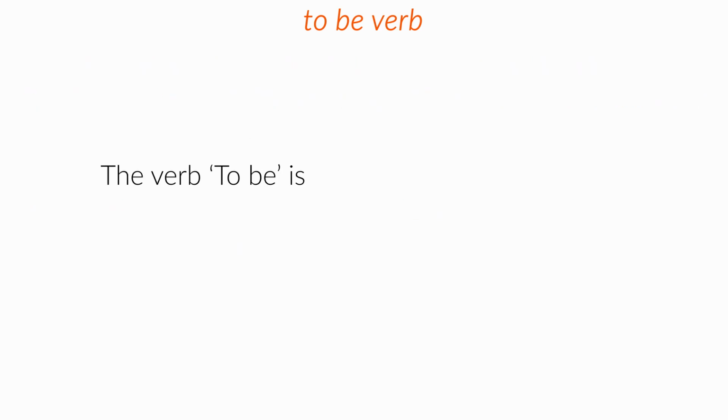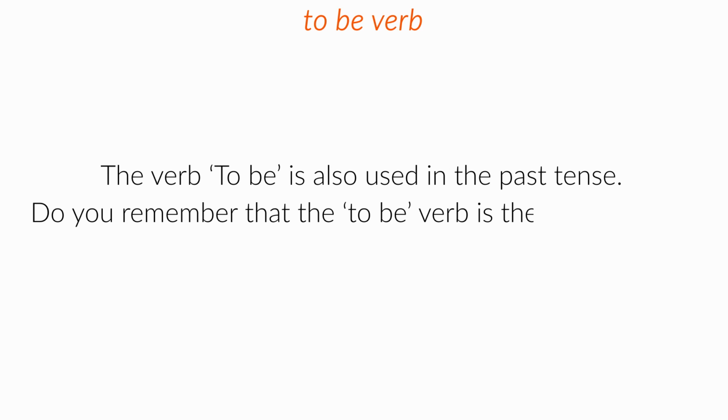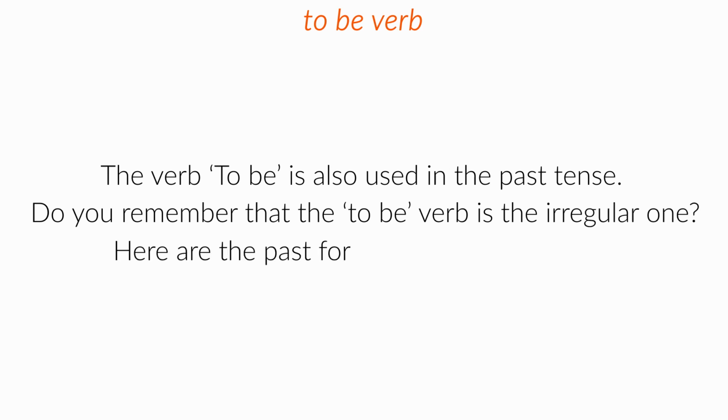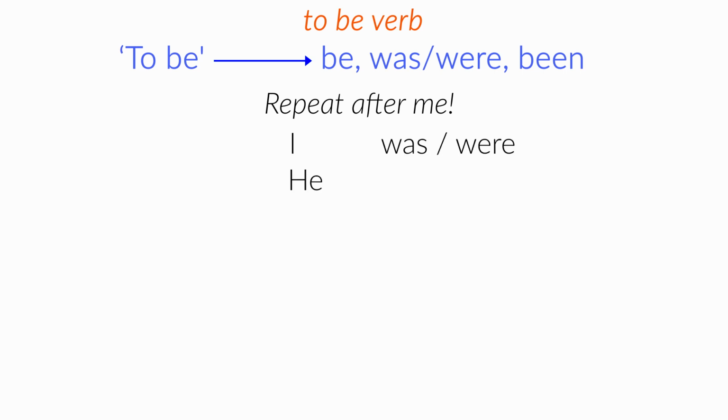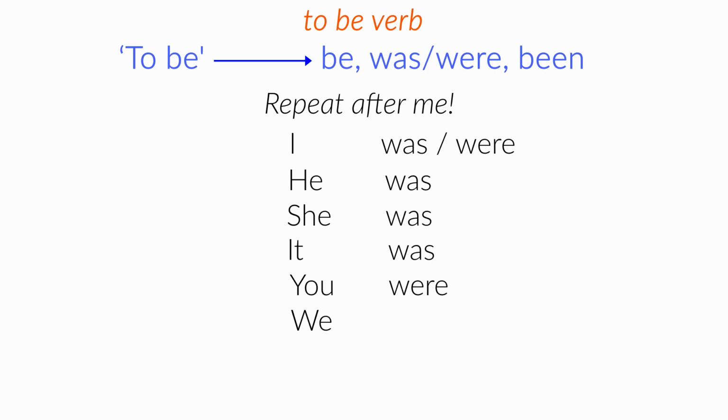The verb to be is also used in the past tense. Do you remember that the to be verb is the irregular one? Here are the past forms. Be, was or were, been. Be, was, were, been. Let's memorize and practice them together. Repeat after me. I was. He was. She was. It was. You were. We were. They were.